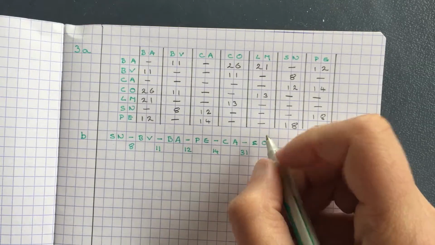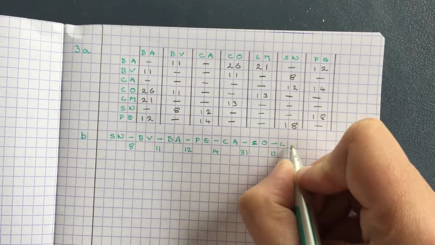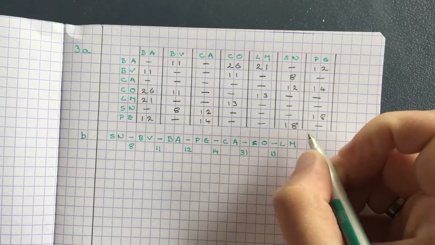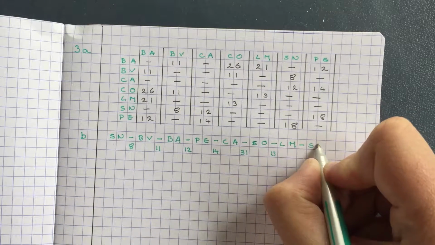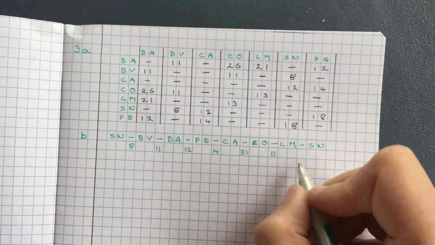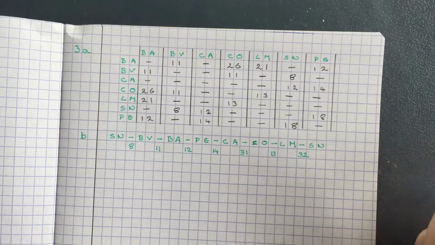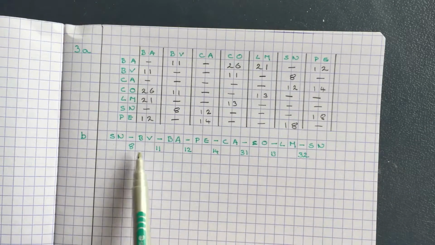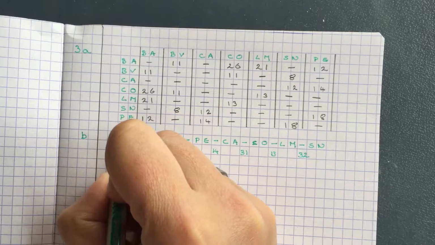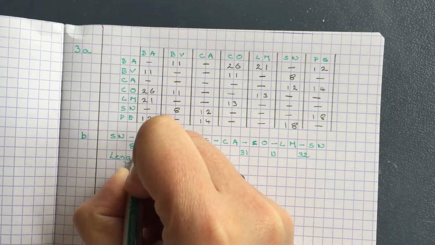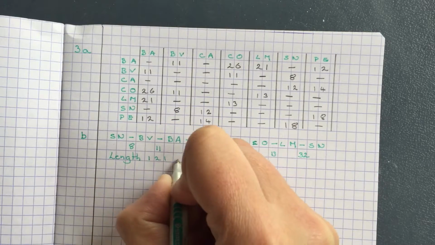However, from CO, we can go 13 to LM. We've now been everywhere and we have to go back to SN because it's a tour, so you go home at the end, and that's another long one. That comes in at 32. So adding these together, we end up with a length of 121 minutes.